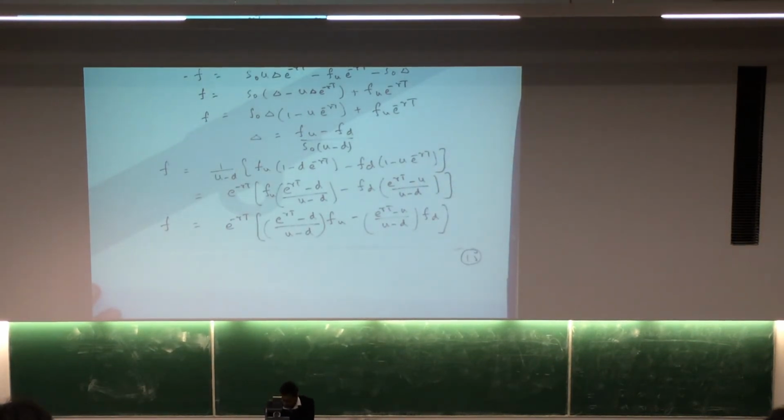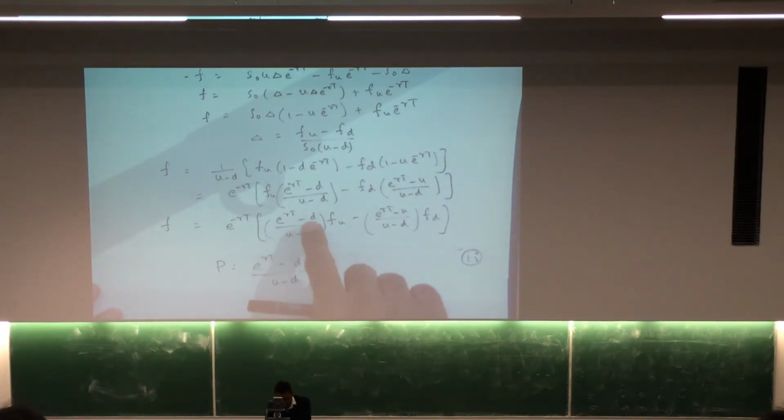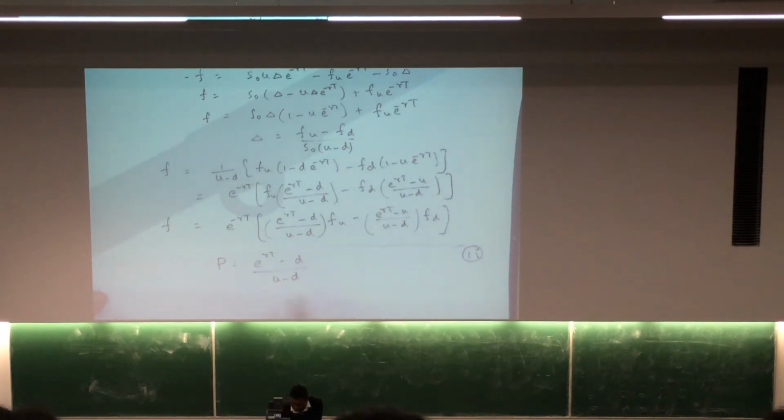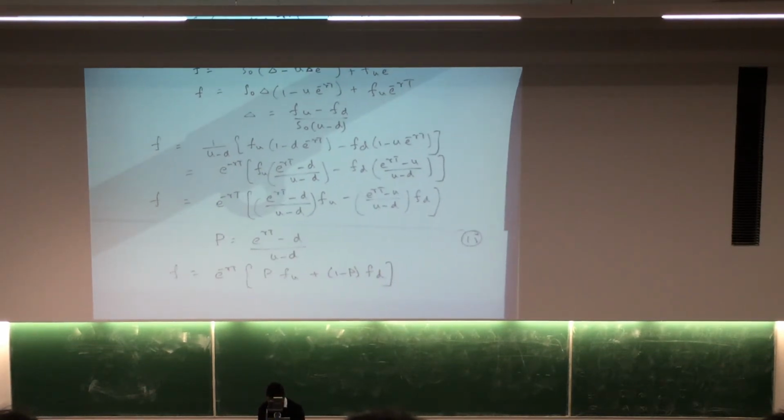If I write, probability is going to be e power RT minus D divided by U minus D. I'm just substituting, instead of writing this one, I call this as D. Then the above equation is going to be something like this: e power minus RT times P times Fu plus 1 minus P times Fd. Okay, this is the thing you should remember.